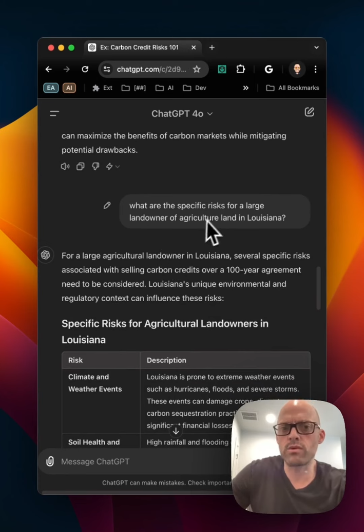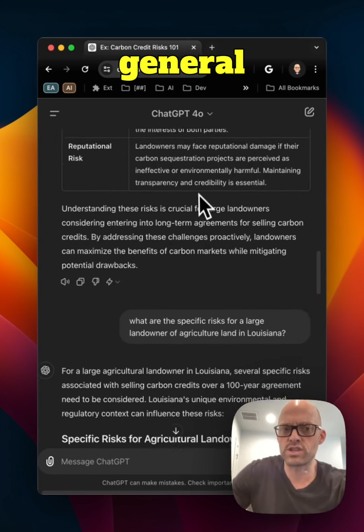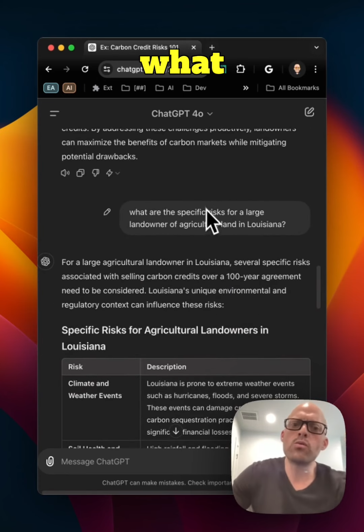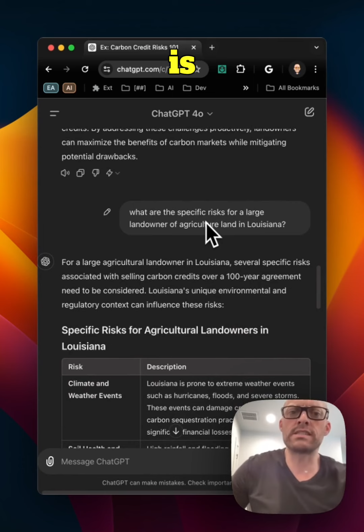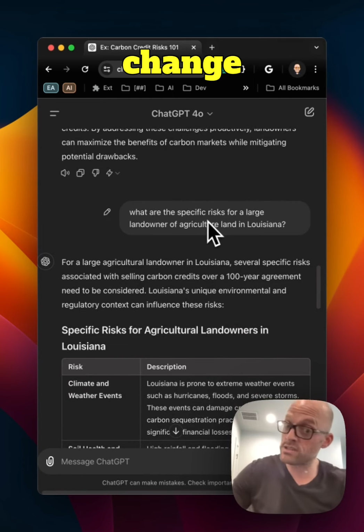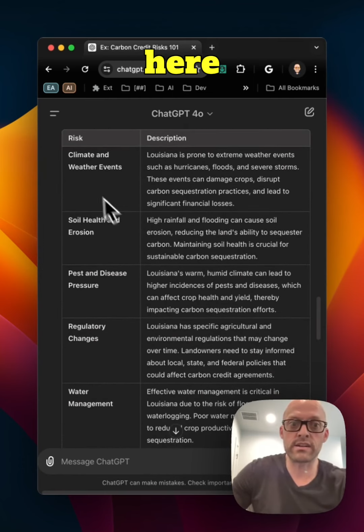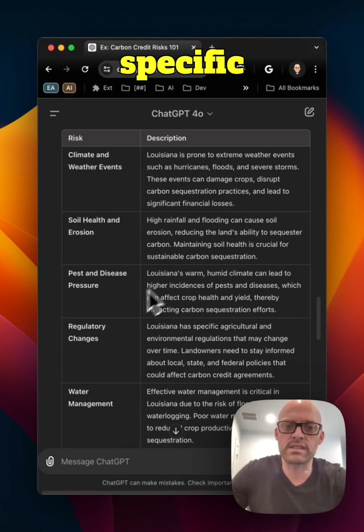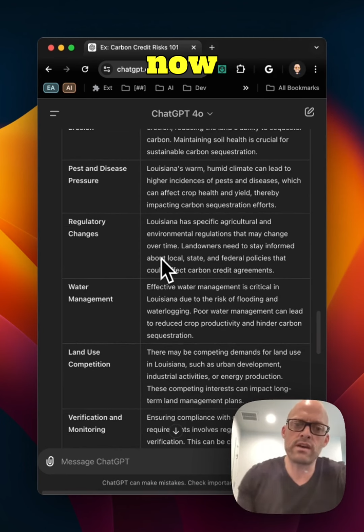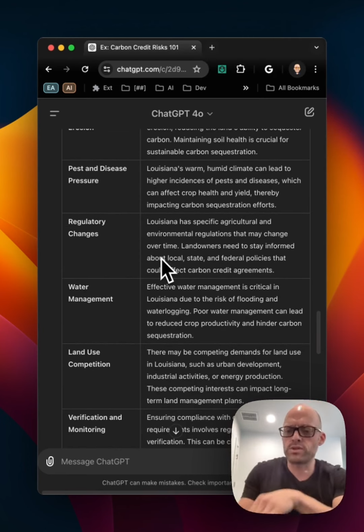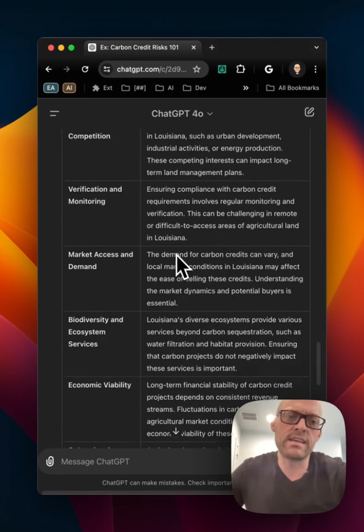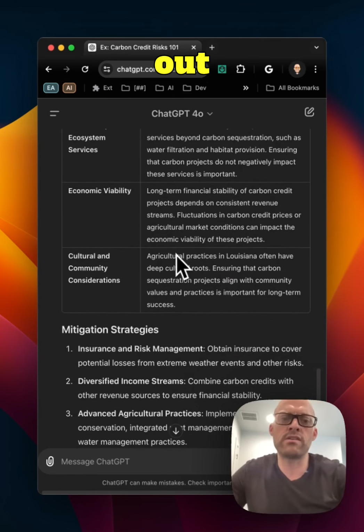And so I said, well, what are the specific risks? These are kind of general, not super helpful. What if this farm is in Louisiana? Does that change anything? Well, let's look down in here. Now it gets a little more specific to Louisiana. So now you can keep pushing down to get the type of information that you're looking for here.